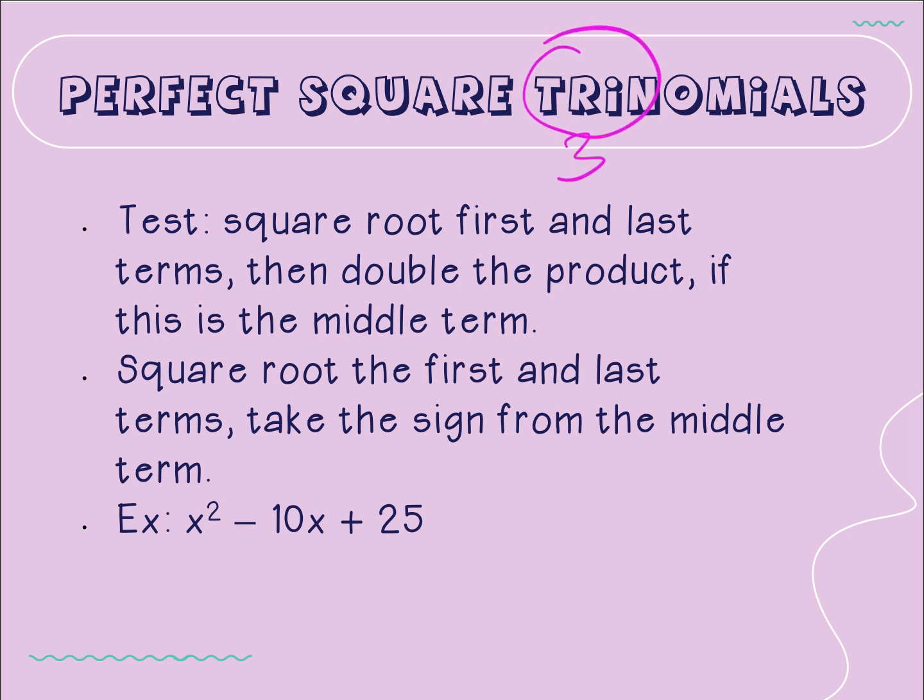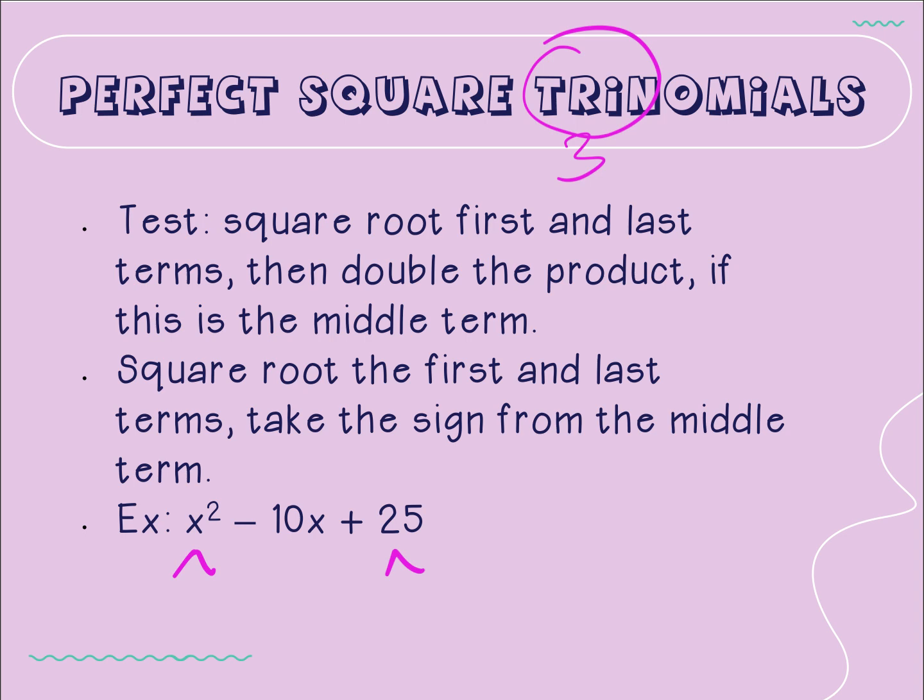Tri means 3. So the way that you would test to see if something is a perfect square trinomial, you square root the first and last terms, okay? That's good. Then the double product is the middle term. What does that mean, double product? All right, so let's look at this. Let's check to see if this is a perfect square trinomial.